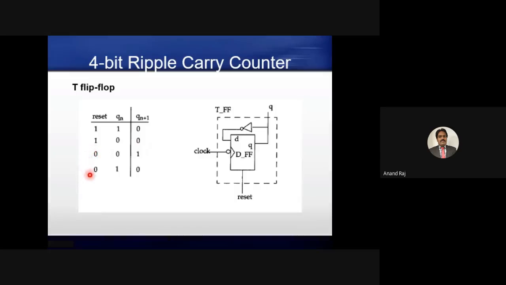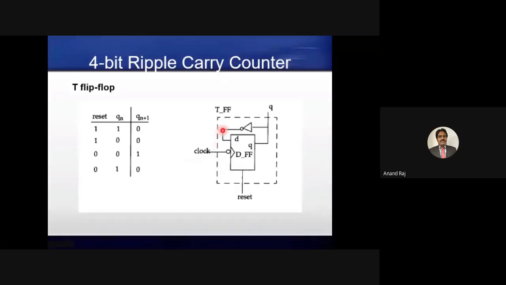Whereas for the inactive state of the reset, that is when reset is 0, when the previous state was 0, the next state will be toggled, that is it will become 1. If the previous state was 1, it will become 0.